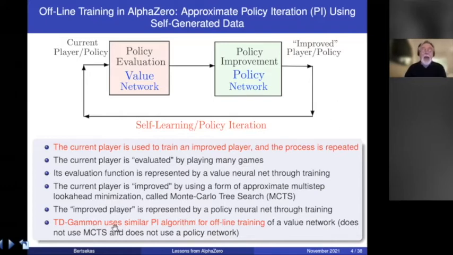Now, TD-Gammon uses a very similar policy iteration algorithm for offline training using the so-called TD lambda method. It does not have a policy network. The functionality of the policy network is provided by using the value network through one-step look ahead. And it also does not use Monte Carlo tree search. And that's not really fundamental and does not really affect the overall character of the process.